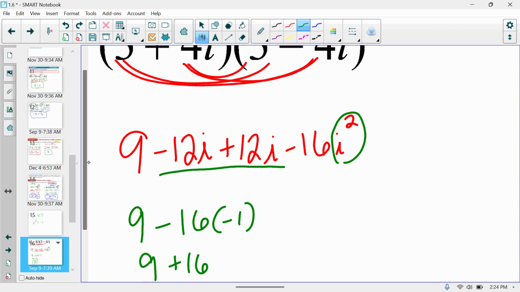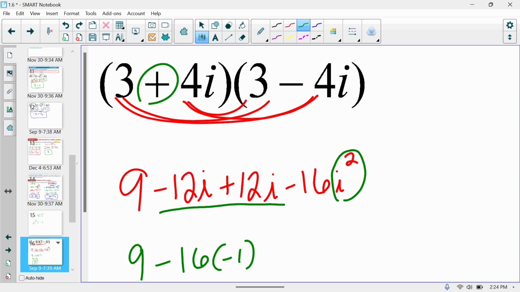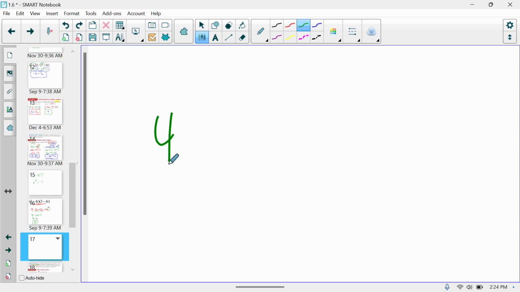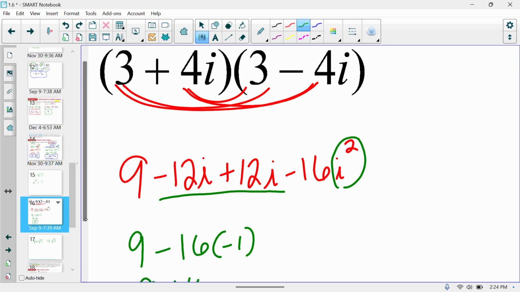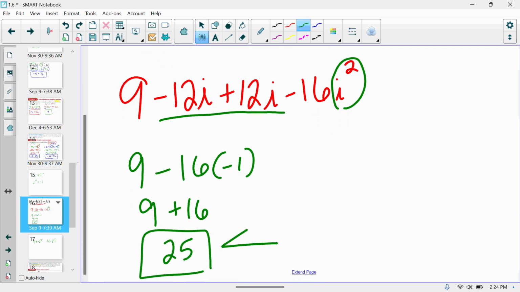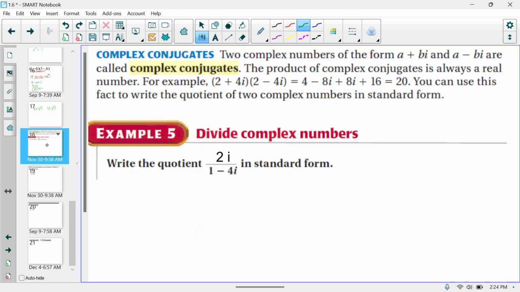So guys, if you look back at the question, see how these were the same exact thing except one had a plus sign and one had a minus? Those are called complex conjugates. We had the word conjugate earlier in the chapter when we had 4 plus radical 7 and 4 minus radical 7, right? Remember how when we multiplied them, the radicals canceled out? Well, it's the same idea here. When you multiply complex conjugates, you're always going to end up with just a real number. We're going to use that concept when we have to divide complex numbers, okay?